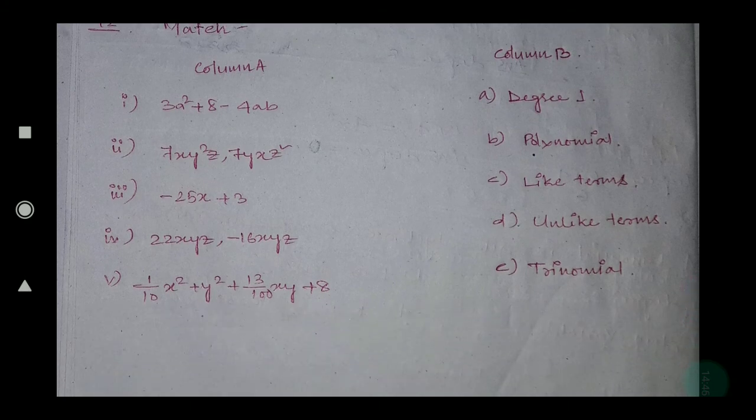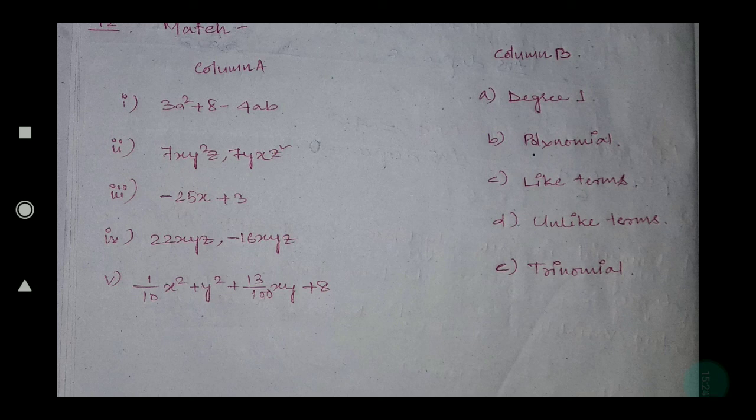12. Match the column. 3a square plus 8 minus 4ab. How many terms are there? 3 terms. That means it is a trinomial. C. 7x y square z, 7y x z square. These are what, like terms or unlike terms? Unlike terms. Minus 25x plus 3: polynomial, degree 1, or binomial, the option is not there. So it will be degree 1 because x power 1 is there.